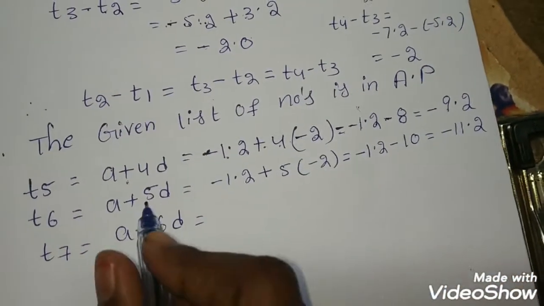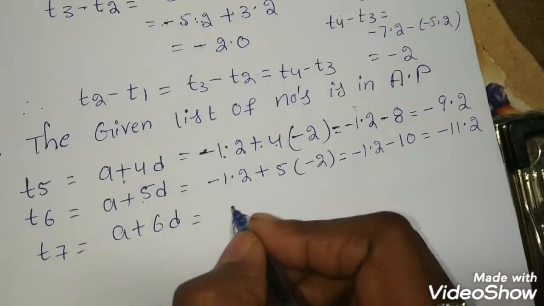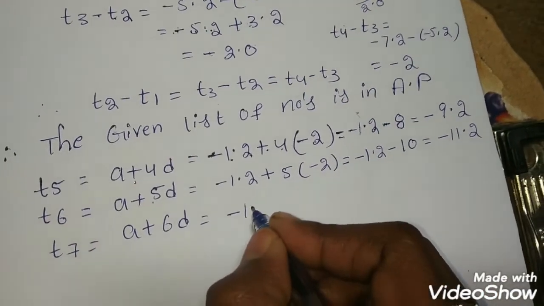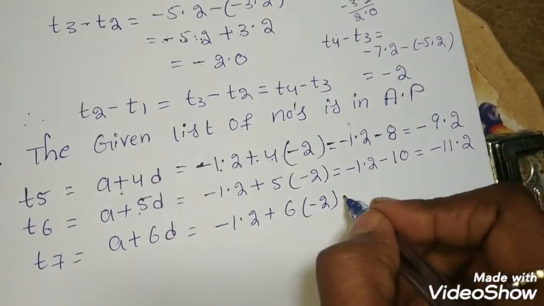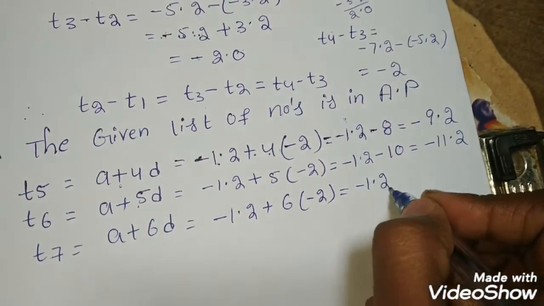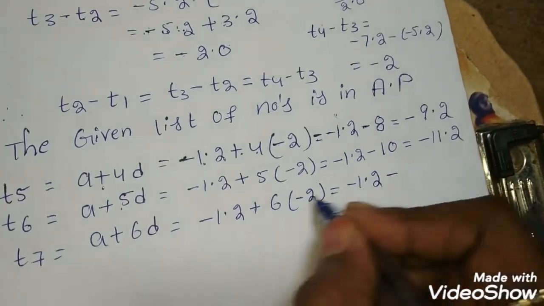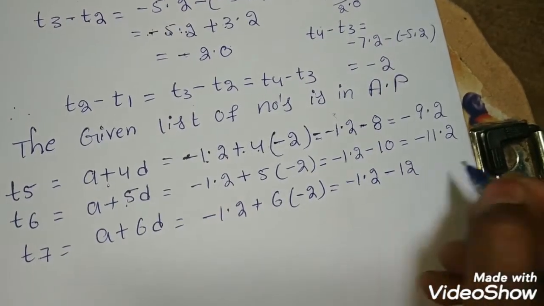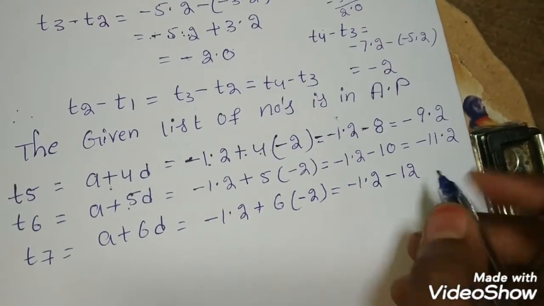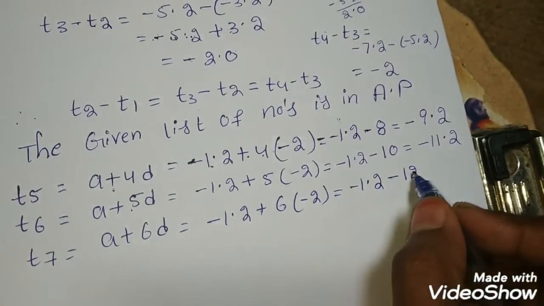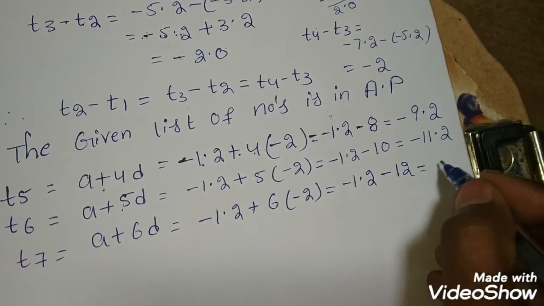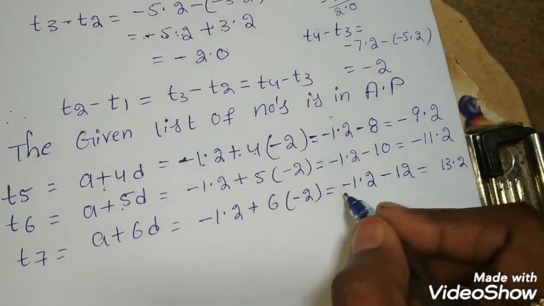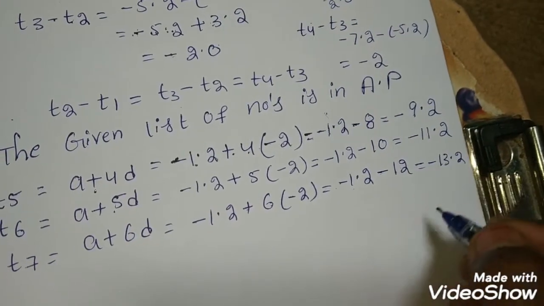Like that term 6 also. So what is term 7? What is A? Minus 1/2 plus 6 into D, that means minus 1. So minus 1/2 plus into minus, minus 6. Minus into minus plus 1/2, 6, what do we get here? 13/2 we get. In front we have a negative sign, so you get minus.